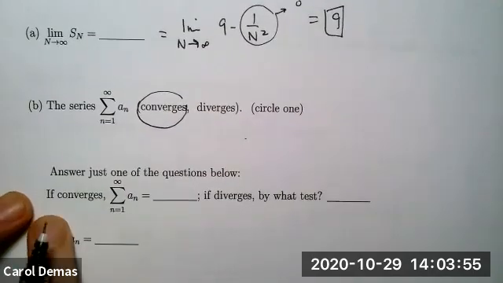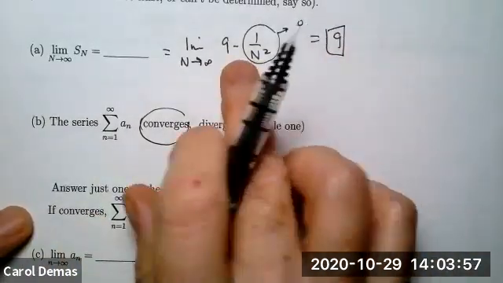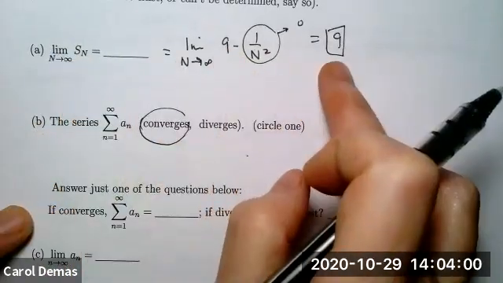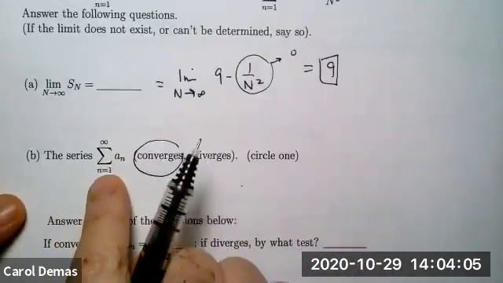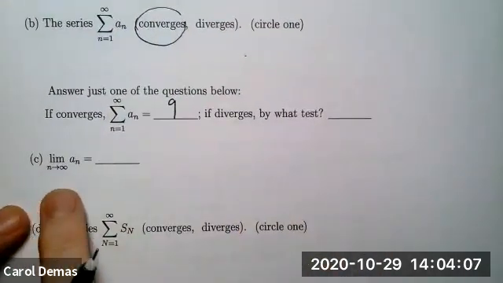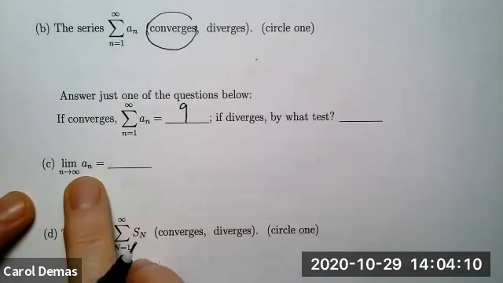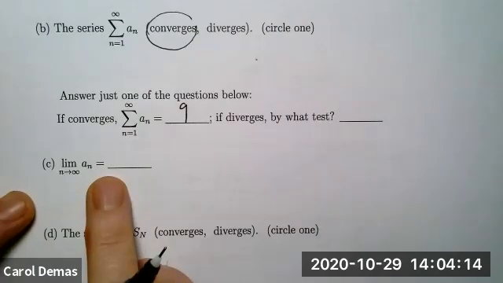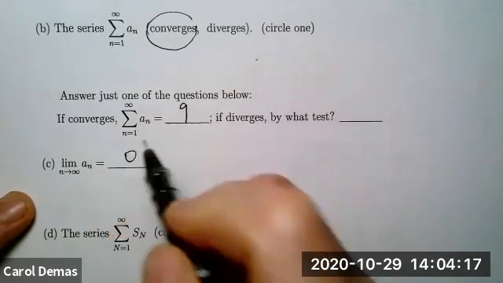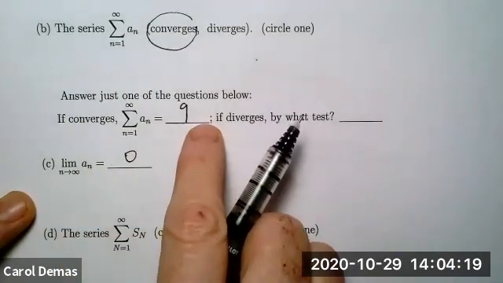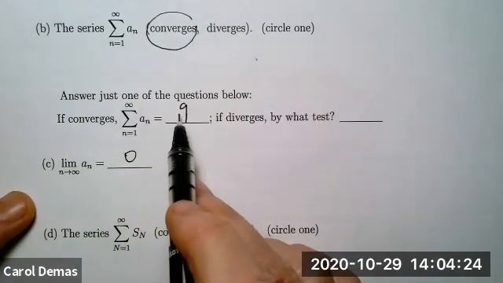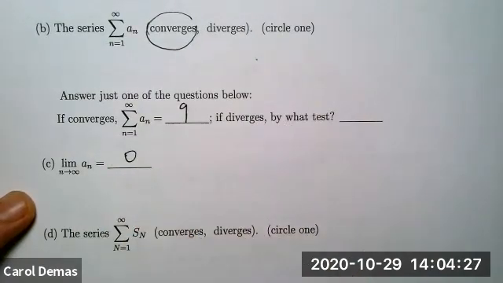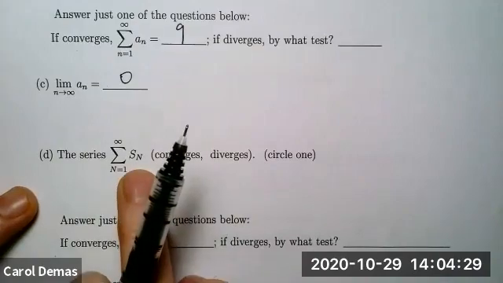Okay. It converges and the sum is equal to the limit of the nth partial sum as n goes to infinity. So that value is 9. So if the series converges, what do we say about the limit of a sub n? Anybody know? Is it 0? It's absolutely 0. Okay, that's what happens when you converge. Now, this limit being 0 doesn't guarantee convergence, but if you know that the series converges, this limit has to be 0. Now, what about s sub n?